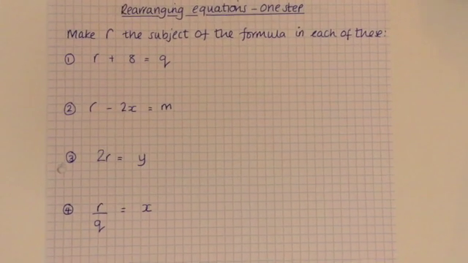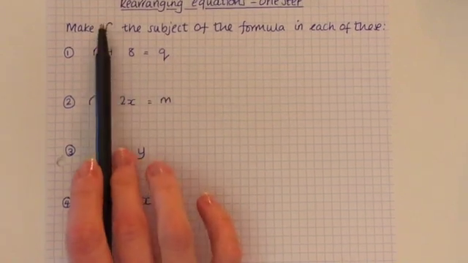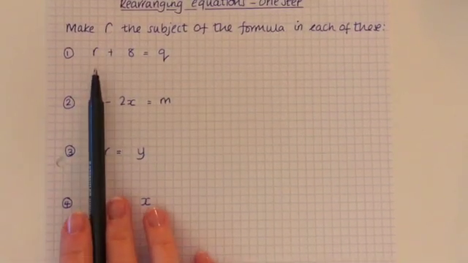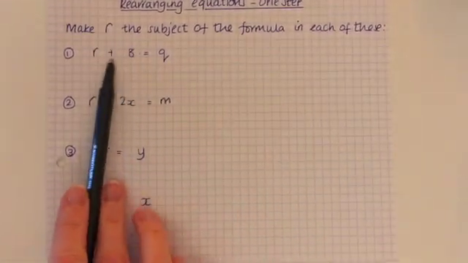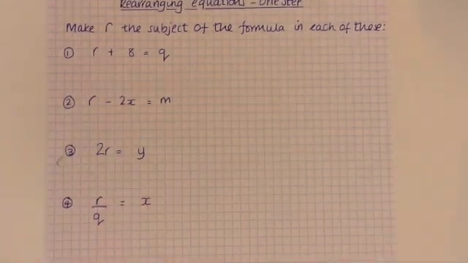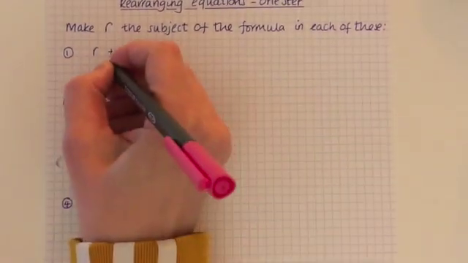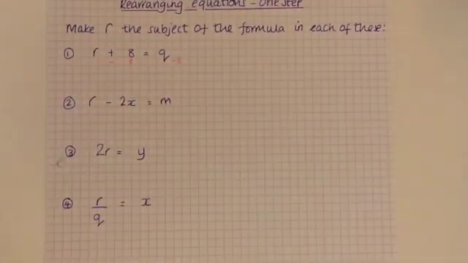So if we have a look at the first one, we've got R plus 8 equals Q. I'm making R the subject of the formula in all of these, so I need to get R on its own, okay? To do that, I need to get rid of this plus 8. Normally what we would do is take 8 from each side, and that's exactly what you do on this. So we're going to take 8 away from each side.